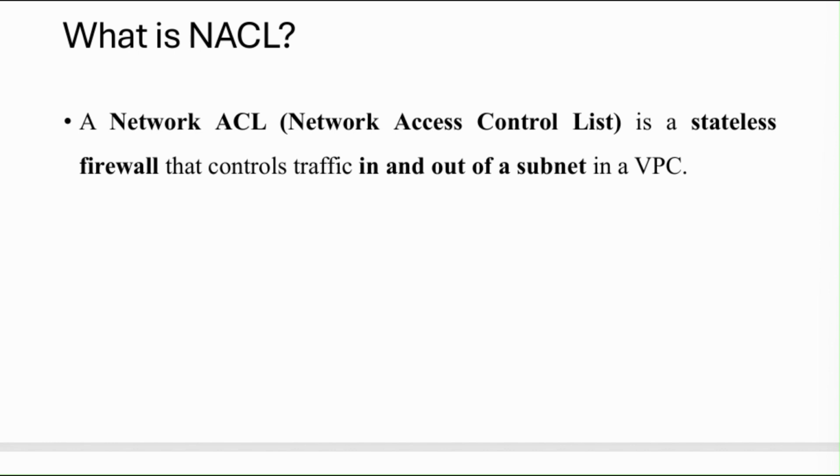What is a subnet? A subnet is like a small room inside your VPC. A VPC is like a whole office building. In AWS, every EC2 instance must be inside a subnet. The NACL controls what data can enter and leave this subnet. So, if you have 5 servers in one subnet, the NACL protects all 5 servers together. It does not protect each server one by one. Remember this, NACL is for the whole subnet.